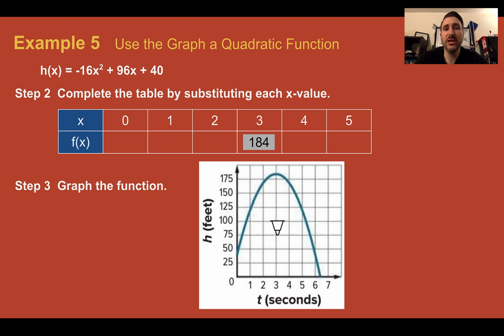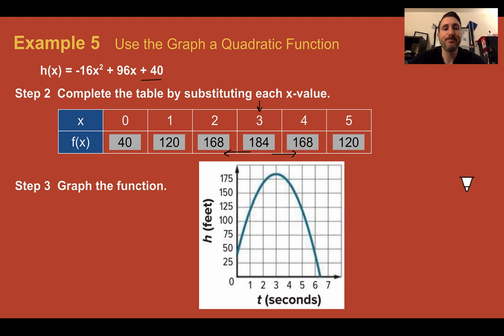Next, let's use our function to complete a table. So if we plug in 0, we're going to end up with 40. If we plug in 1, we would end up with 120. Plugging in 2, we'd have 168. I could keep substituting in, or I can try to follow a pattern. Remember, this here is my vertex, so going this way and going this way should follow the same pattern. 168 is 16 less than 184, so it should be back 16 less. And then down to 120, so it should be back to 120.